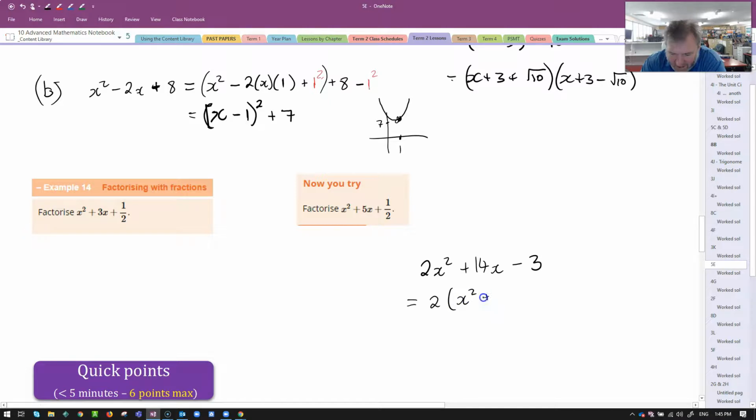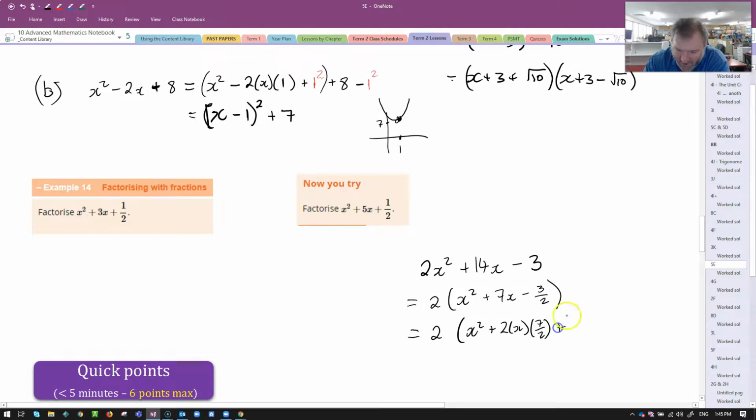X squared plus 7x minus 3 over 2. Now, I can go ahead and complete the square for the bit inside the brackets. The 2 just stays in the front there. Keep the 2 in front. Make my perfect square: x squared plus 2 times x. It's got to equal 7x, so that must be 7 over 2.